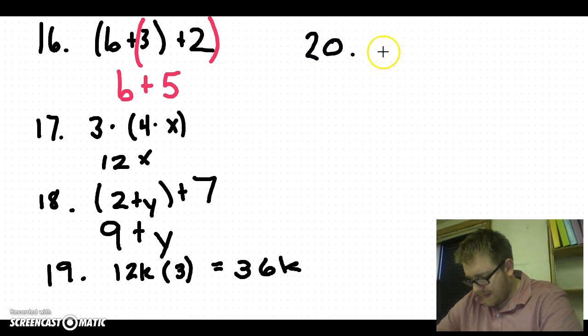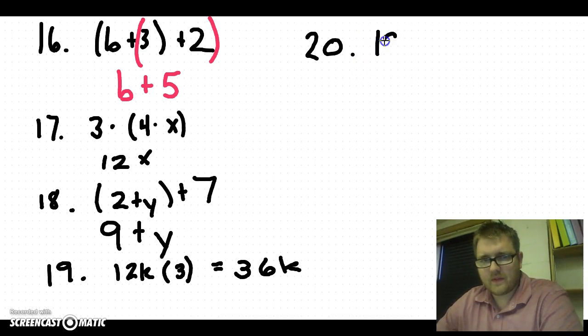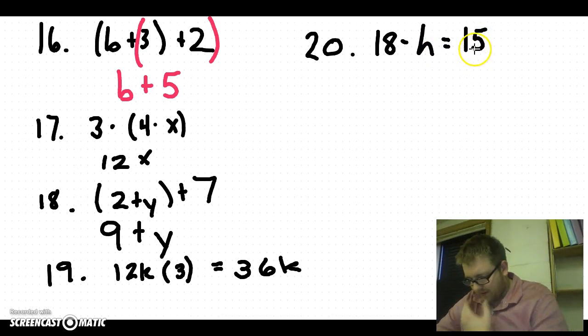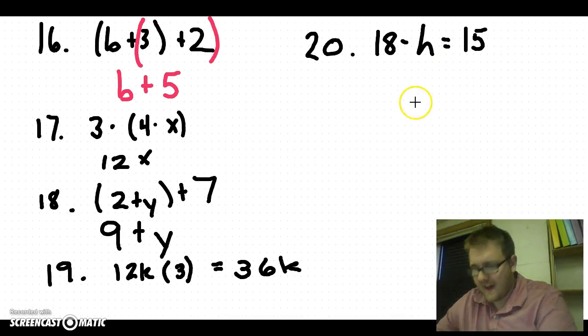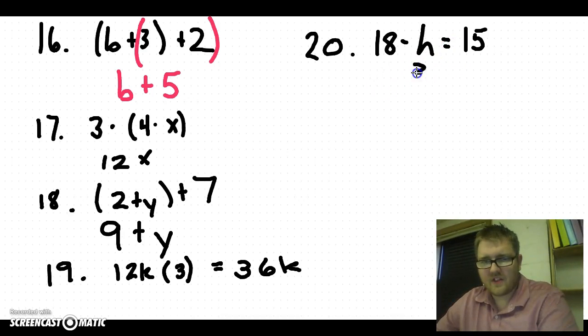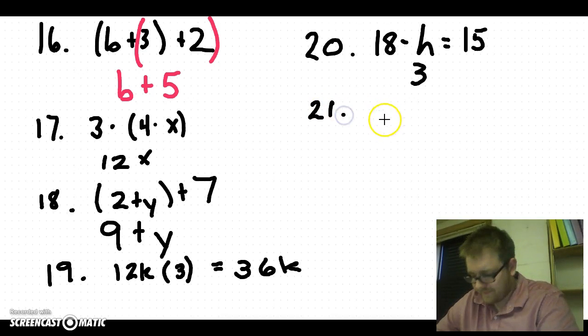For number 20, I want to find the solution. If 18 minus h equals 15, my options are 3, 4, or 5. Well, 18 minus 3 will give me 15. So once I try that, I know that that's the correct answer.